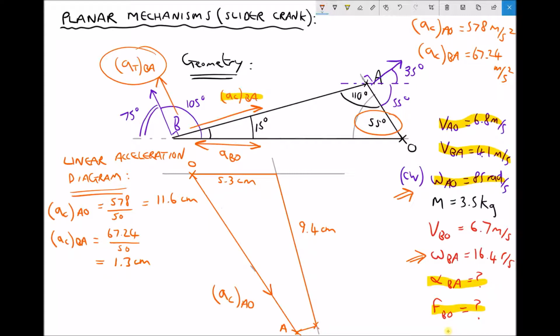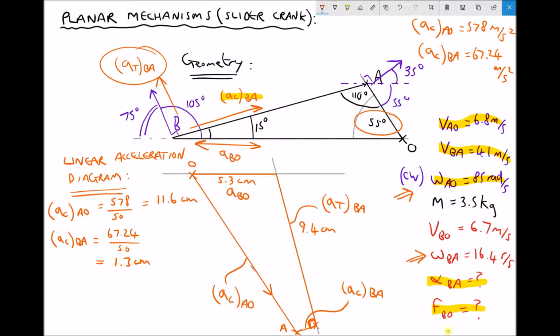Now, just as a reminder, the line that we drew here was the centripetal acceleration of B relative to A. The line that we drew here was the tangential acceleration of B relative to A, noting that the centripetal and the tangential accelerations are at right angles. So we have a right angle here in the bottom corner. The remaining acceleration then is the acceleration of B relative to O. And the line that we drew at the start was the centripetal acceleration of A relative to O.